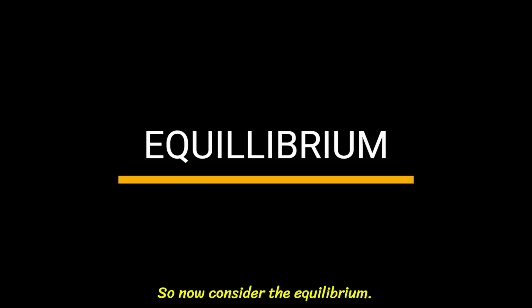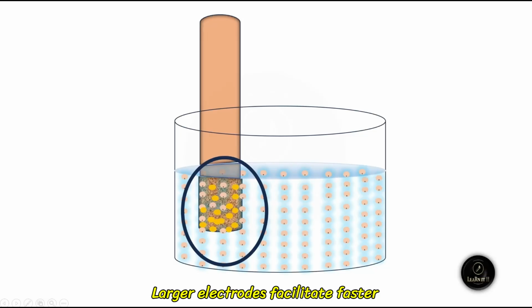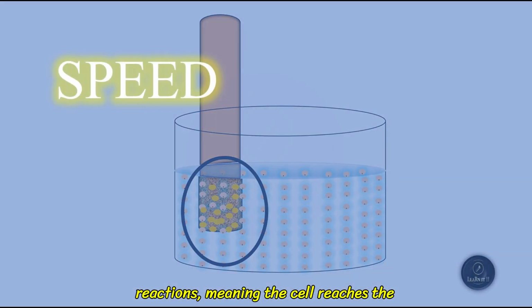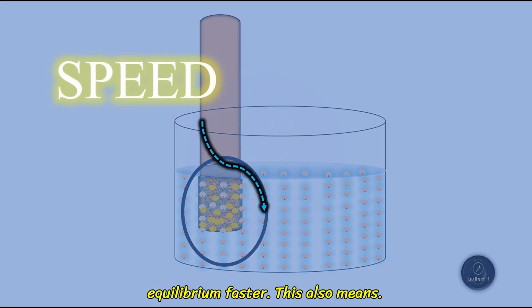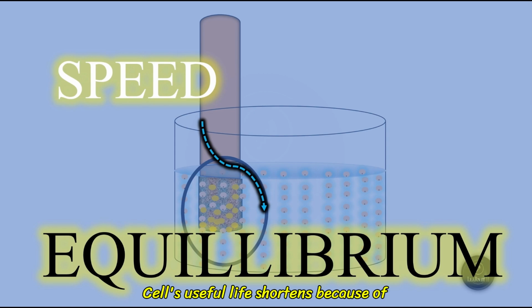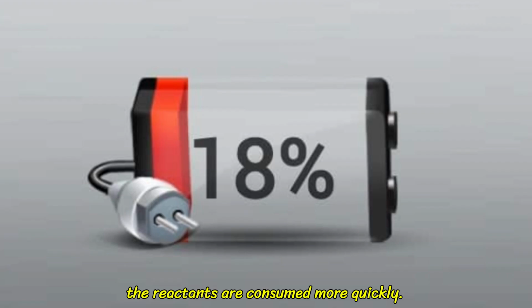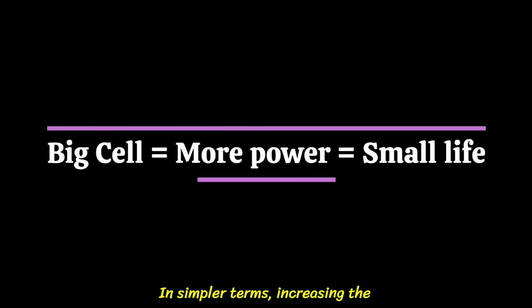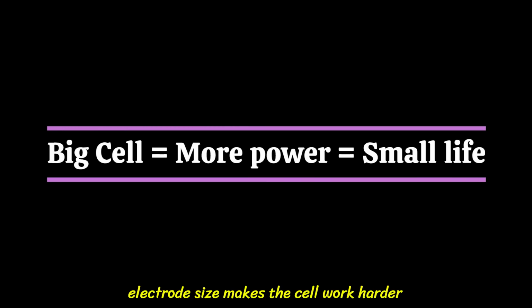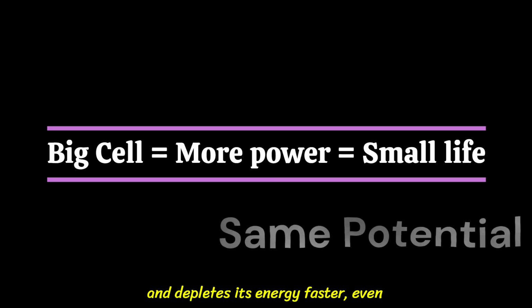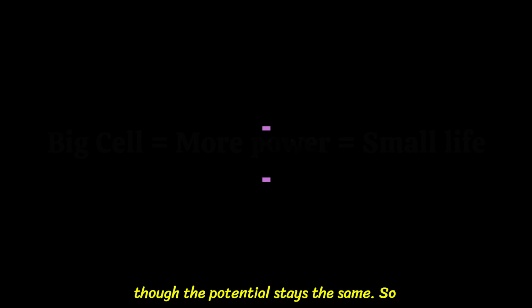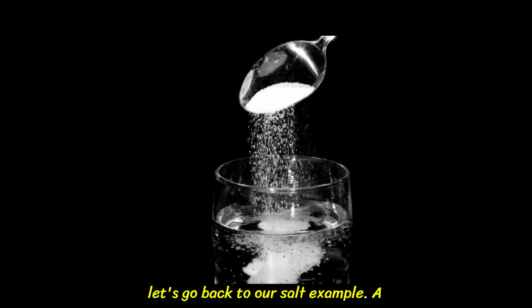So now consider the equilibrium. Larger electrodes facilitate faster reactions, meaning the cell reaches equilibrium faster. This also means the cell's useful life shortens because the reactants are consumed more quickly. In simpler terms, increasing the electrode size makes the cell work harder and depletes its energy faster, even though the potential stays the same. So let's go back to our salt example.